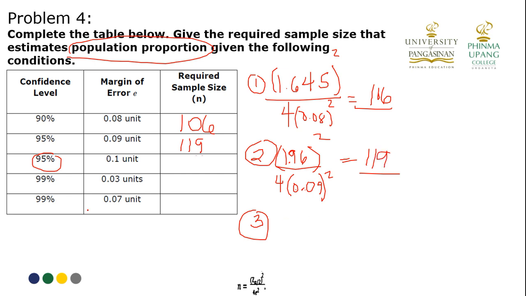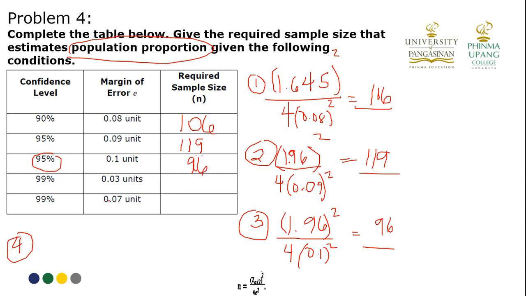190. Okay, number 3 naman is 95%. So, 1.96 all over 4 times natin siya sa 0.1. Square nyo yung 0.1. Square nyo yung 1.96. What is the answer number 3? Sir, 96.